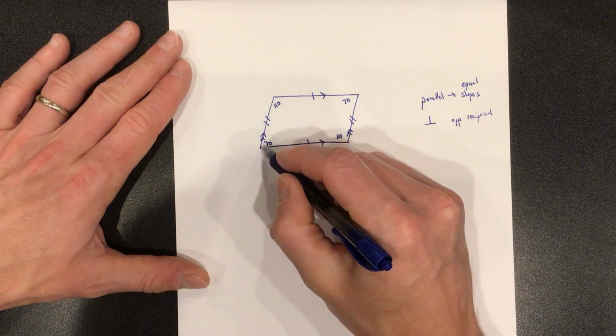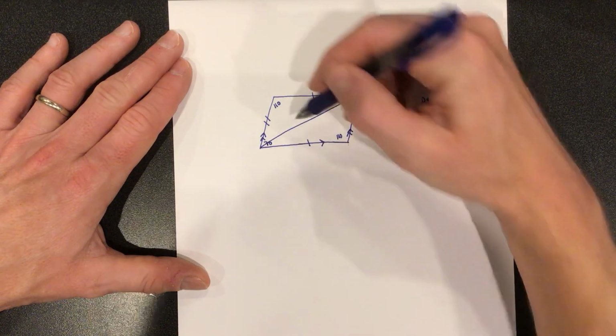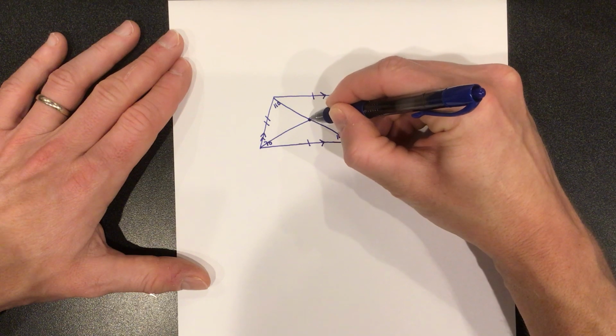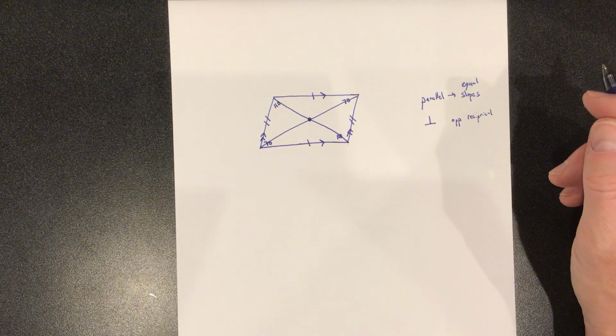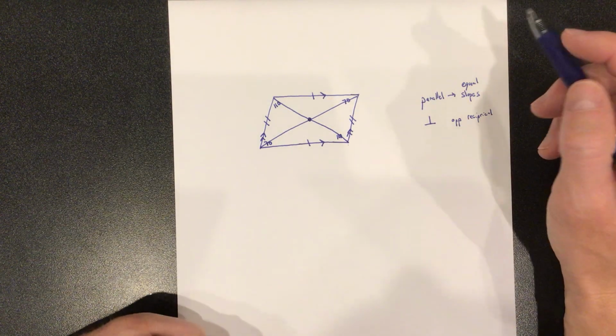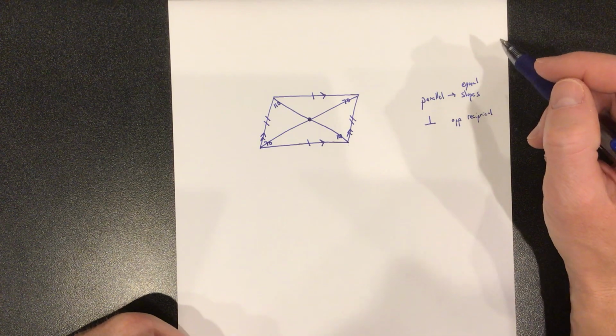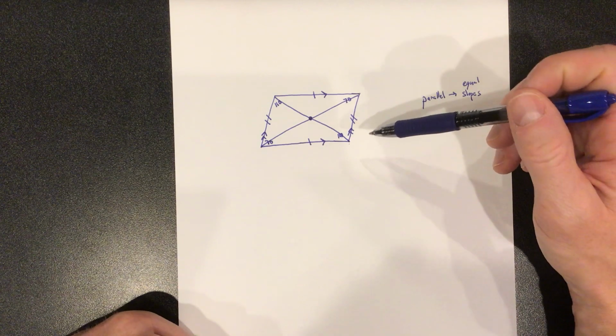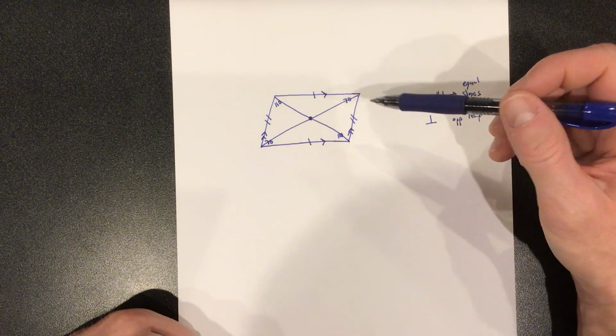And we could even draw the diagonals. And we know that this point is the midpoint of both of those diagonals. Now, are the diagonals the same length? No. Parallelograms don't necessarily have congruent diagonals, meaning diagonals are the same length.